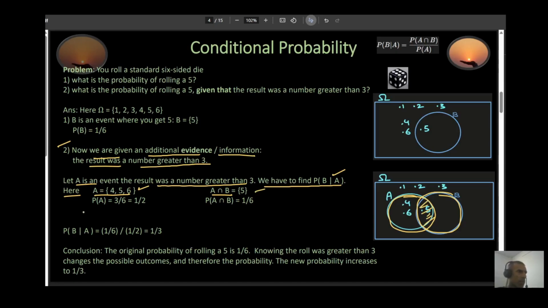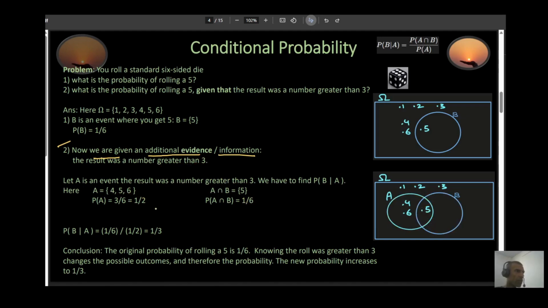Okay, so the probability of A would be given by the number of elements in your A, which is 3. There are 3 elements over here, divided by the total size of your sample space, 3 over 6. The answer comes out to be 1 over 2. Now let's calculate the probability of A intersection B. Well, that would be equal to the size of your A intersection B. In this case, there's only one element. So 1 divided by 6 is equal to 1 over 6.